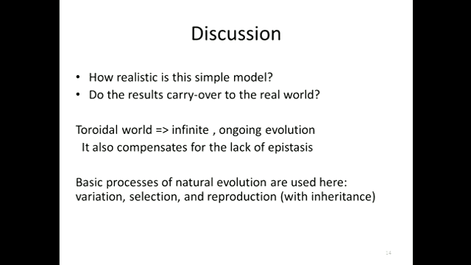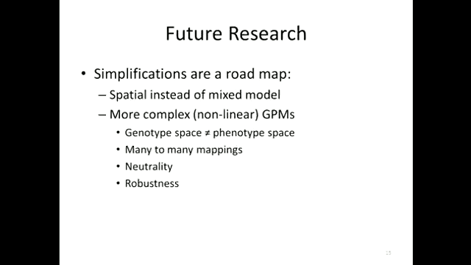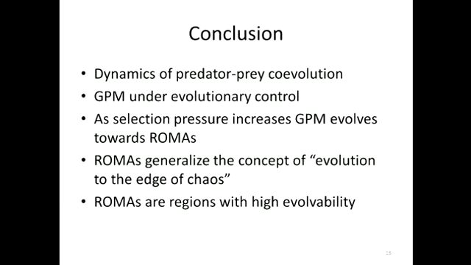The toroidal world ensures that you have a kind of ongoing evolution, but more important, there is no epistasis in the model itself, but the fact that you make small leaps and can have access to different behaviors compensates for the lack of epistasis. And why we think it carries over is that we use the basic processes of evolution. Future research, always.